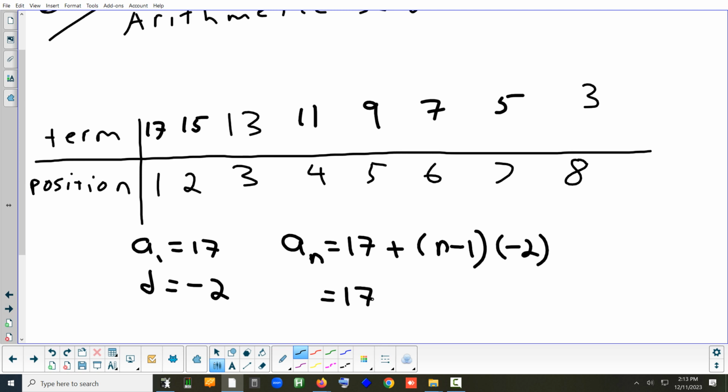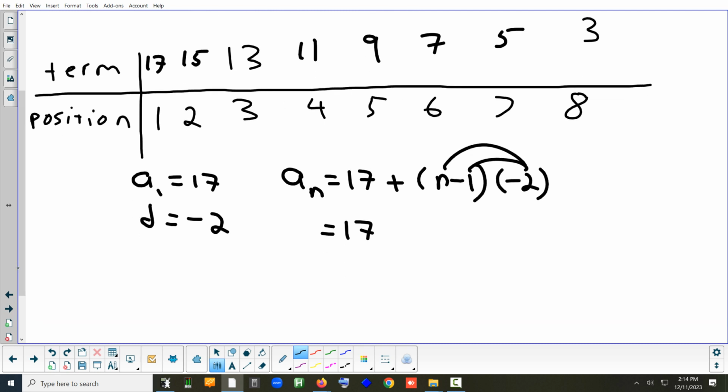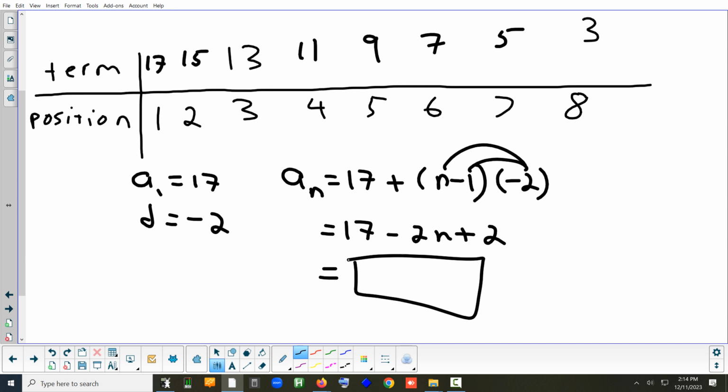Okay, so what are we distributing this time? -2 and -1. -2. Right. What does that give you when you distribute the -2? -2n plus 2. And the final answer: -2n plus 19. Yep.